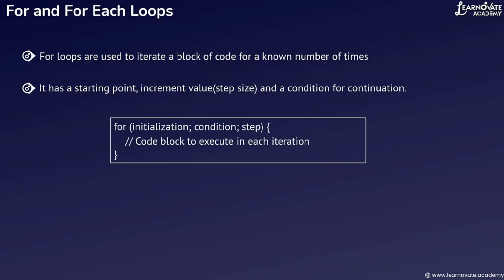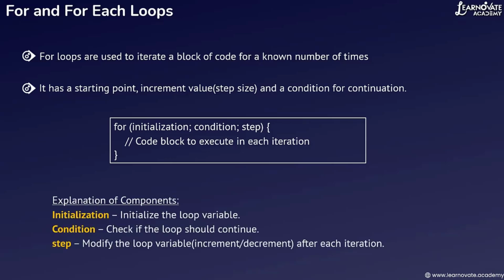And this is the typical syntax for the for loop. For, initialization, condition, step size. And within these curly braces, we write the block of code which we want to be executed repeatedly. Here, initialization is the component which is used to initialize the loop variable. The condition checks if the loop should continue. Step size modifies the loop variable after each iteration.